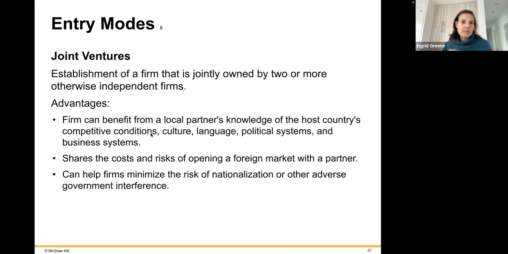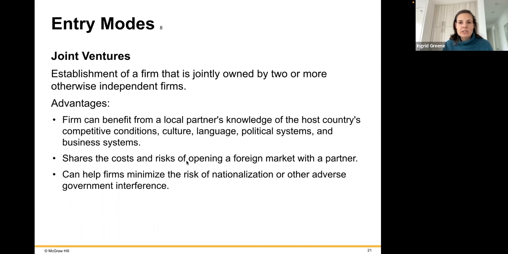Joint venture, again, we talked about this a lot already in this course. Joint venture is usually 50-50. The firm can benefit from a local partner's knowledge. I think it's so interesting that Starbucks actually does this quite often because they feel they know ahead of time that they don't know enough about these foreign markets. So they will initially go into a joint venture with someone. And then after a couple of years, they'll move into what's going to be our next stage. It's a wholly owned subsidiary. But before we get there, let's talk a little bit more about joint ventures.